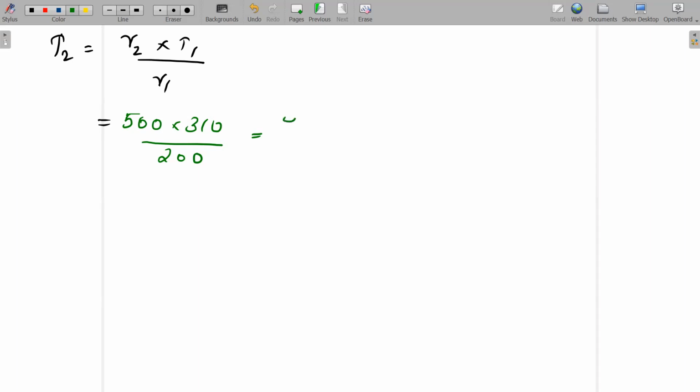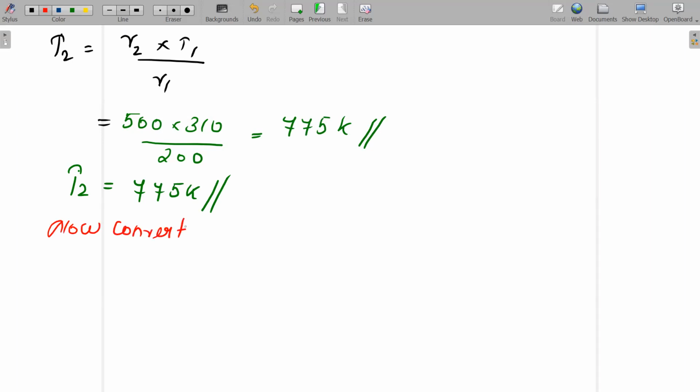This will give the value as 775 Kelvin. Therefore, temperature will be 775 Kelvin. Now, children, you should convert Kelvin into degrees Celsius. For that, what you should do?